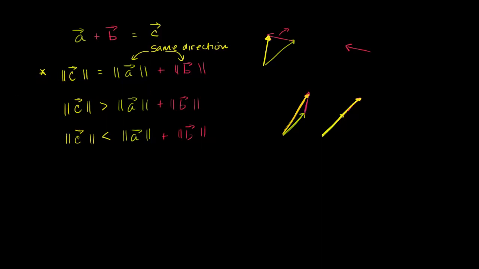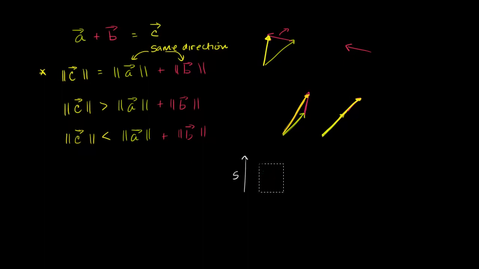So if someone drew a vector like this, let me draw it a little bit straighter, and a vector like this, these clearly are not going in the same direction. So the magnitude of the sum of these two vectors is going to be less than the sum of these two magnitudes. So for example, if the magnitude here is 5 and the magnitude here is 3, then we know that if we were to add these two things, let me just cut and paste so that we can clean things up a little bit.